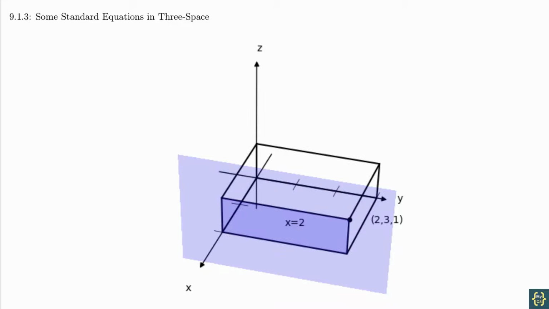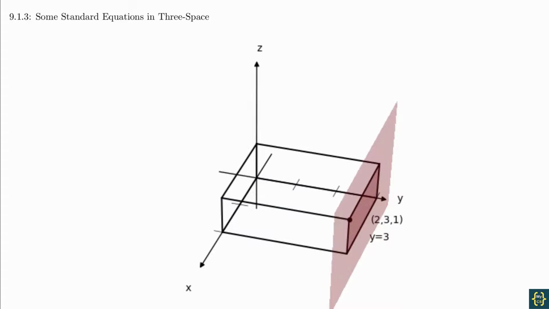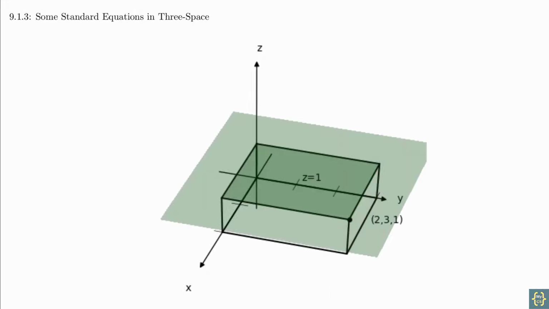Notice that this is parallel to the yz plane, which is the plane formed by the y and z axes. We can similarly see that the y equals 3 plane is on the right side of the box, parallel to the xz plane, and that the z equals 1 plane is the top of the box, which is parallel to the xy plane. The box we drew here is analogous to the rectangle we drew before in that the intersection of all 3 of these planes gives us the point 2, 3, 1.